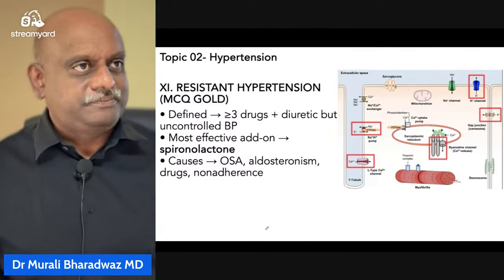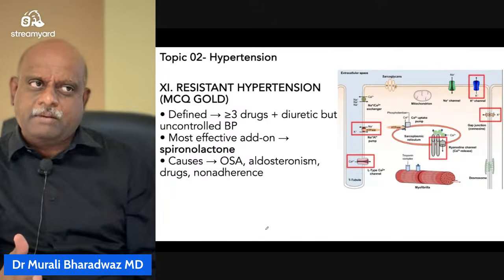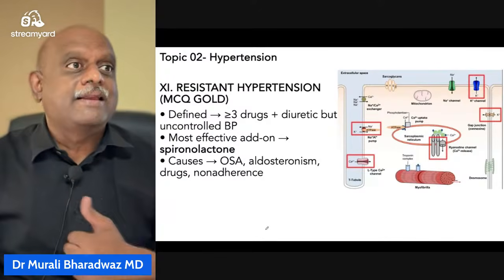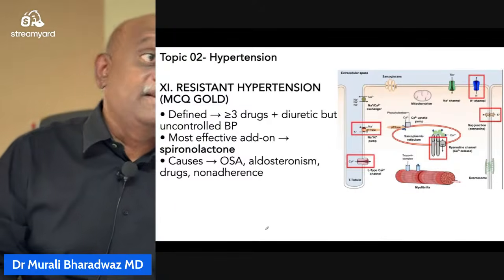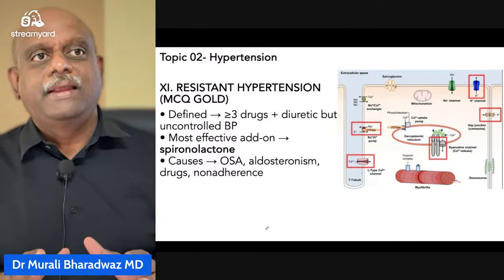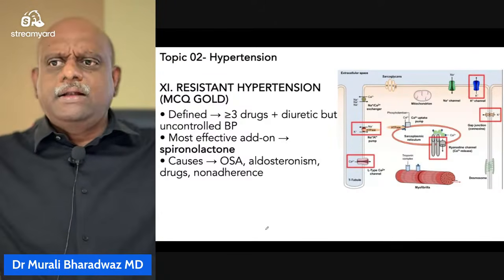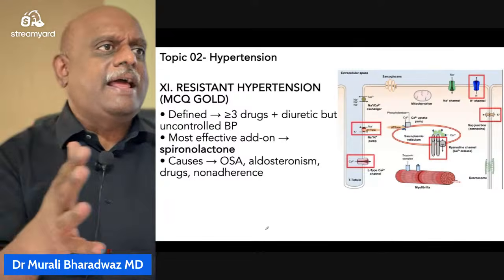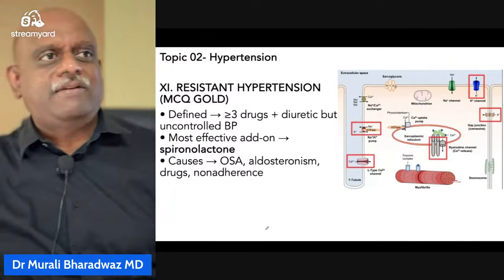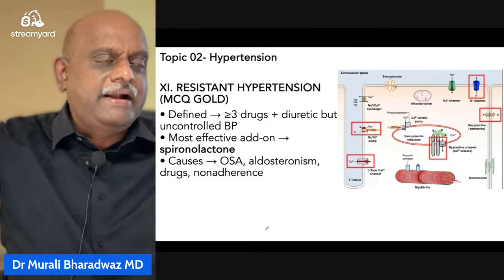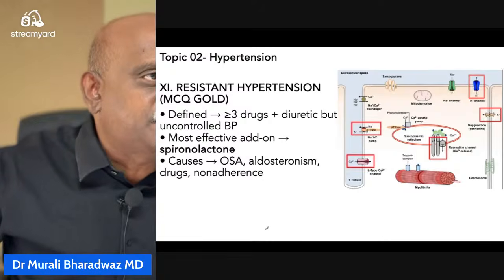That is the definition. In all such cases, what is that wonder drug? If you add it, the BP will come under control. You should add spironolactone. What is the mechanism of spironolactone? It is an aldosterone antagonist, right? Because the entire pathophysiology of hypertension lies in activation of renin-angiotensin, and high aldosterone levels are the underlying problem in the entire hypertension. So what is the cause for resistant hypertension?